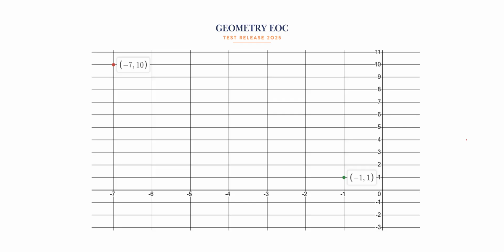All right, let's solve this step by step. First, I'm going to plot point M at (-7, 10) and point N at (-1, 1). Then I'll connect them to form segment MN so we can see the entire line. Now we're told that point P lies between M and N and divides the segment in a ratio of 2:1.